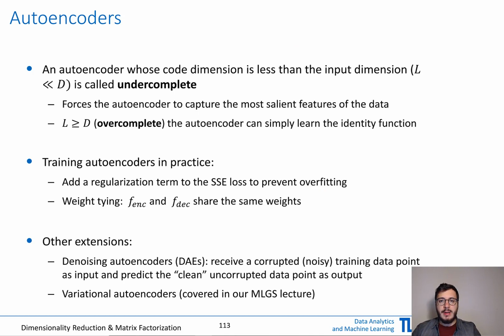The variational autoencoder is another more modern extension which is quite popular these days. We cover this in our advanced lecture, Machine Learning on Graphs and Sequences, or MLGS, which you can take next semester.